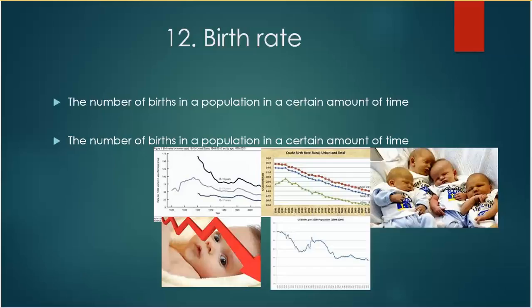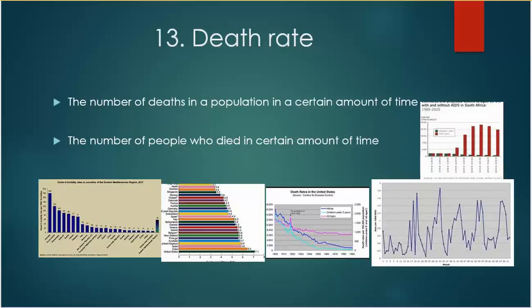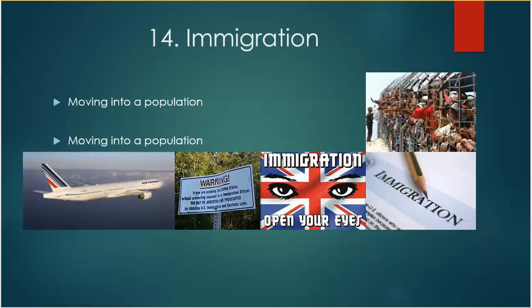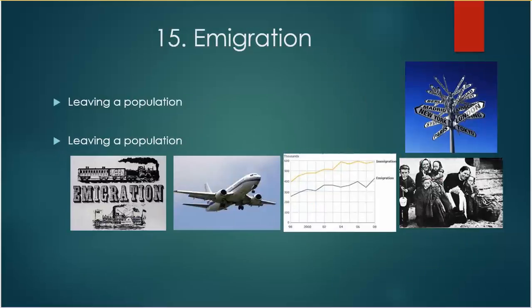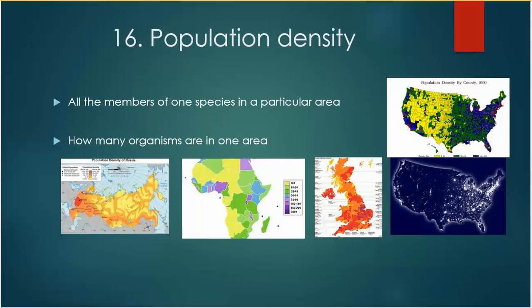Birth rate, the number of births in a population in a certain amount of time. Death rate, the number of deaths in a population in a certain amount of time. The number of people who died in a certain amount of time. Immigration, moving to a population. Emigration, leaving a population. Population density, all the members of one species in a particular area. How many organisms are in one area.